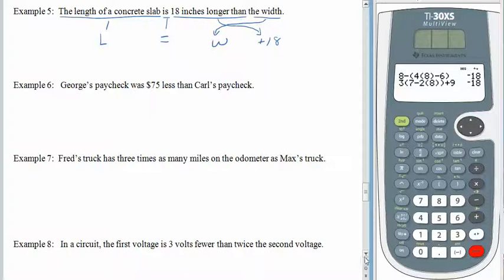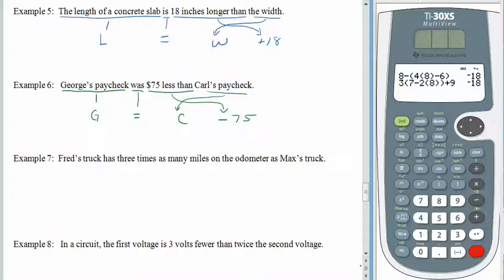All right, you try the next one. Let G be George's paycheck, and let C be Carl's paycheck. Pause and come back when you're ready. All right, let's give it a try. George's paycheck. That's G. Was. That's our equals. $75 less than. So we know we need to subtract, and it needs to come second. Carl's paycheck, C. Not so bad, huh?